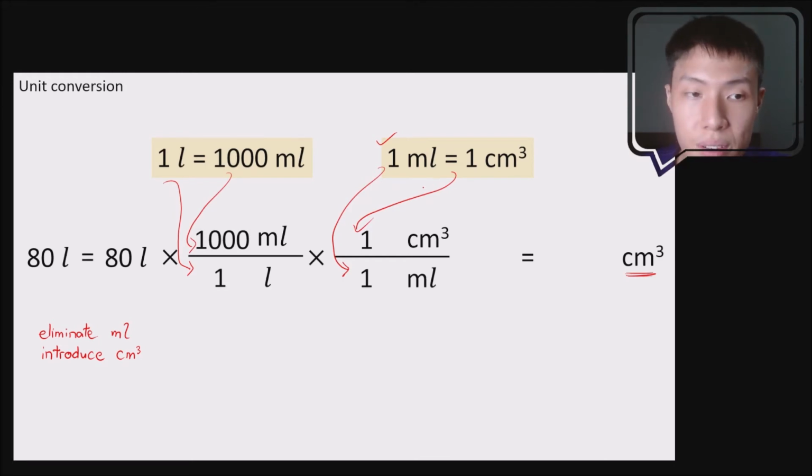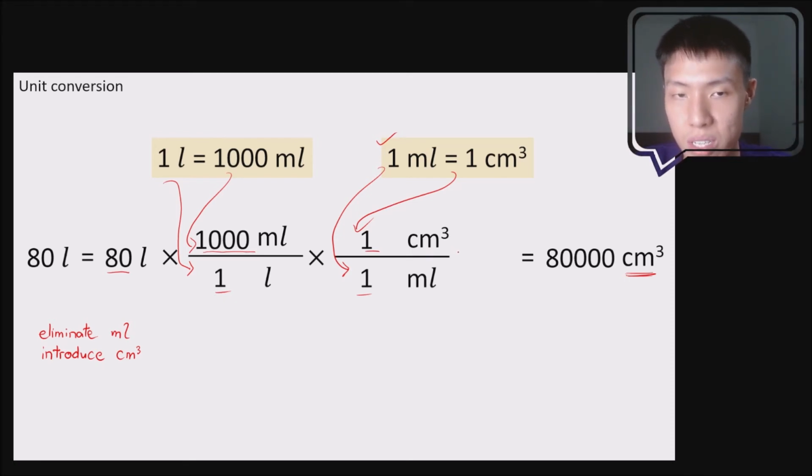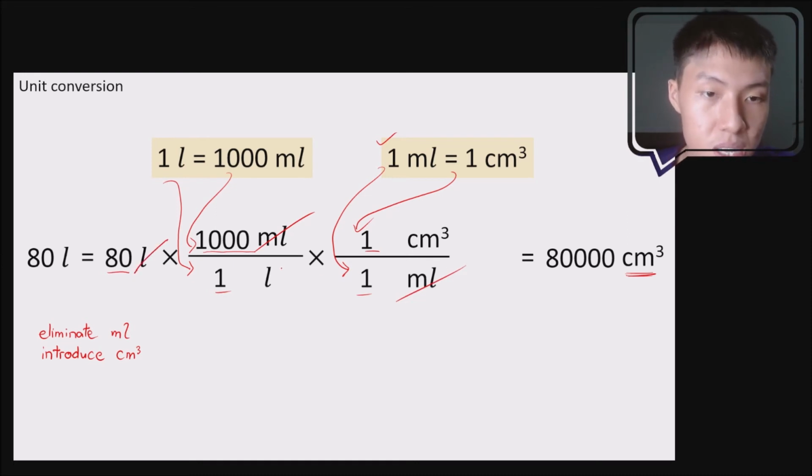So once you have filled in everything, again, you can do your calculation. Take 80 liter. Just take a number, okay? Just take a number times this one, divide by this one, divide by this one. Don't care about the units inside already. Then your answer will be 80,000. Okay, if you want to be really sure whether the units are correct or not, you can try to cross out the units. And you see that the only unit left is cm cube. So in that case, what you do here is correct.